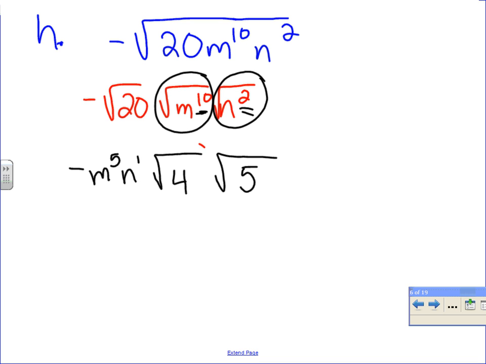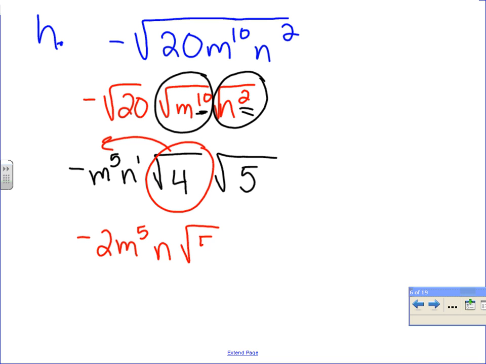Circle 4 because 4 is a perfect square. Square root of 4 is 2, so take the square root, move it back out in front. So negative 2m to the 5th, n to the 1st, square root of 5 is our final answer. That square root of 5 cannot be simplified any further. Okay, so that's the first part, using the product property of radicals.